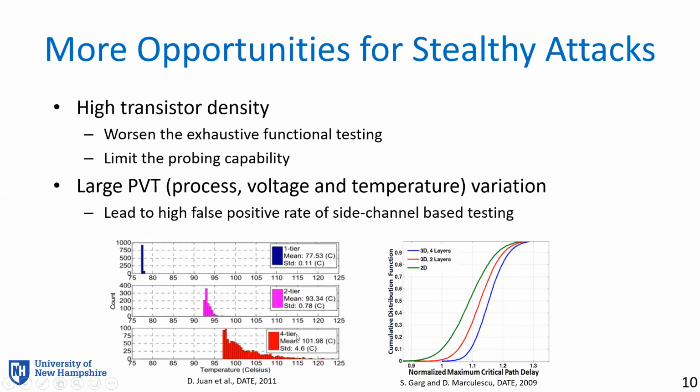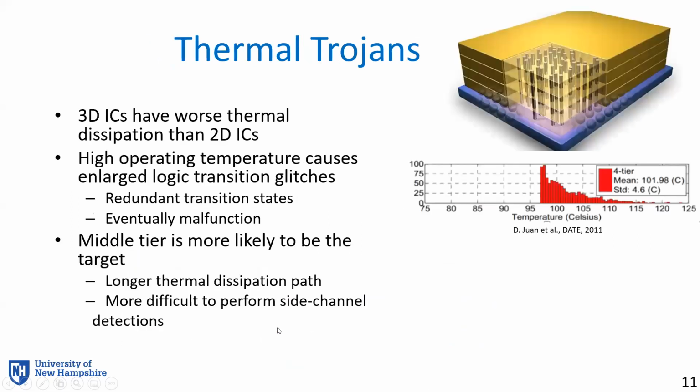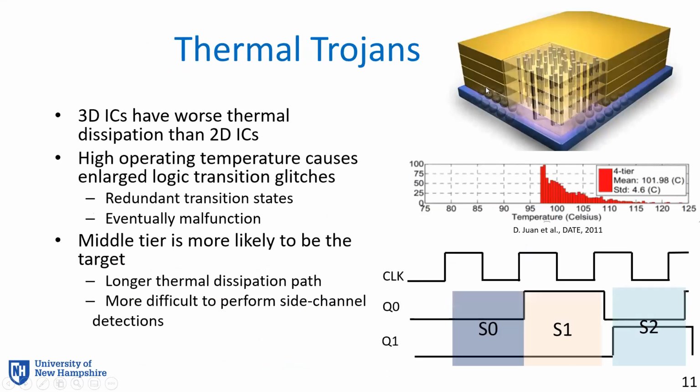Let's use a thermal-based hardware Trojan as an example. Right here, the middle tier of the 3D stack has an attacker who exploits the temperature variation to try to create a voltage glitch. Because we usually relax the noise margin for the 3D compared to the 2D, it's easier for an attacker to create some voltage glitch. That is called a malfunction, or the trigger signal for the hardware Trojan.